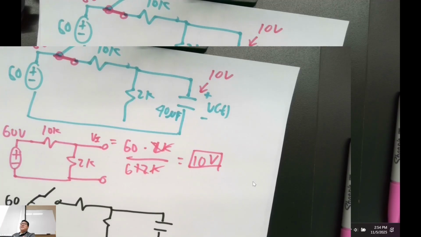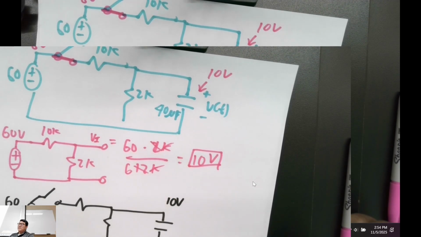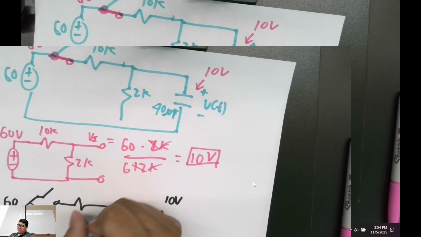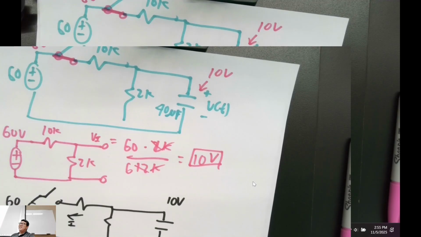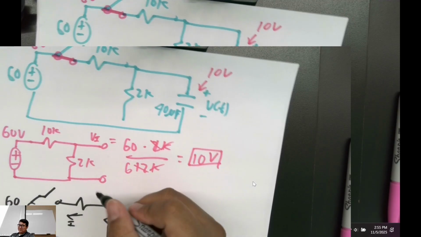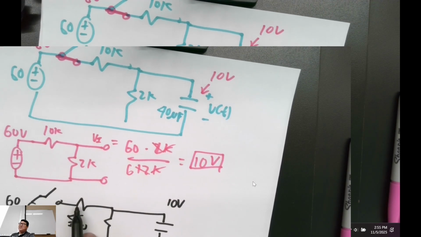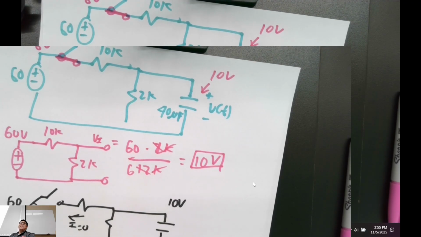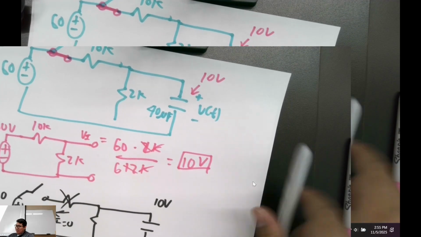Is that good with everybody? What's the voltage over here initially? Right? What's the current in here, in that resistor? 0, right? So what does that mean about this resistor? Ignore it, right? Is that good with everybody? So now what does this look like?